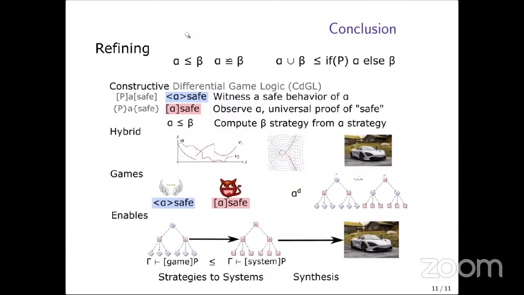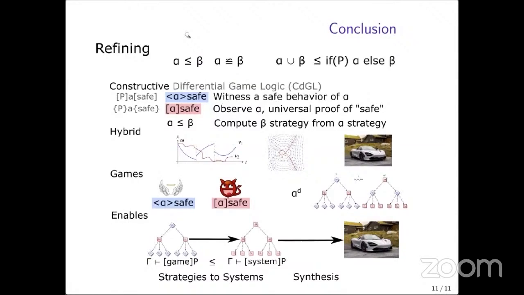By combining these features, we formalized and proved a folklore theorem, showing that once you've proven a strategy for a game, you can extract a system which implements that strategy. We showed that it follows the same safety postcondition as the game it started with, and we showed that it also refines the game. Moving forward, this shows that reducing games to systems is a viable approach to implement tools which target hybrid games.